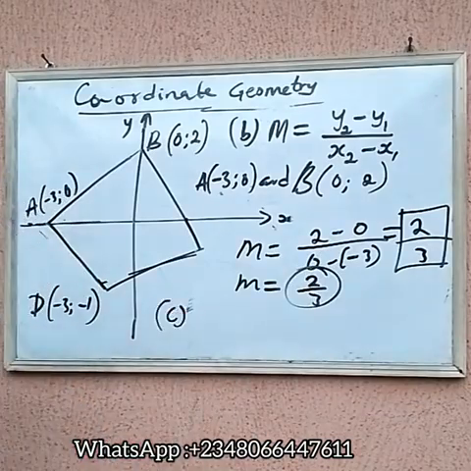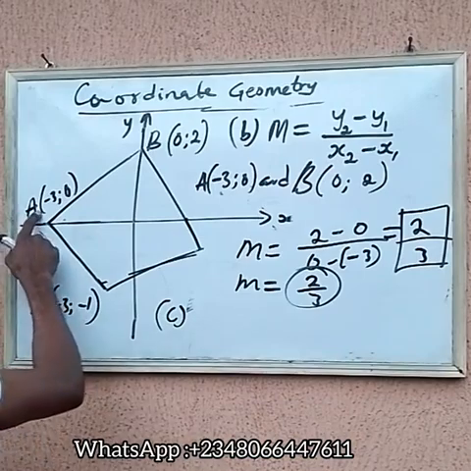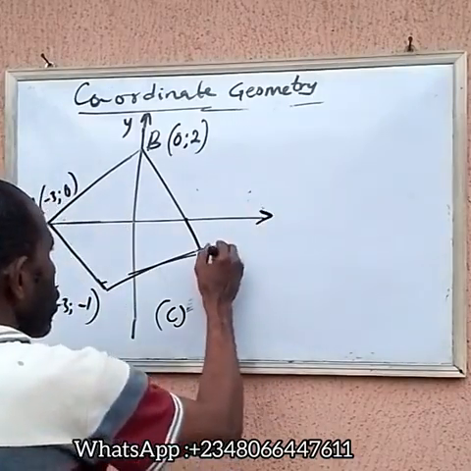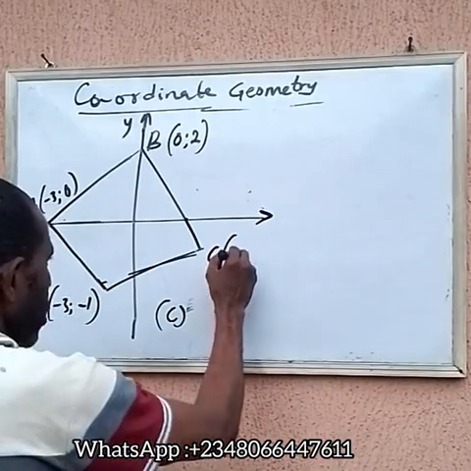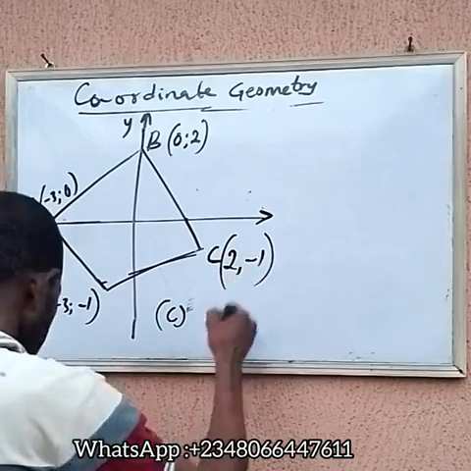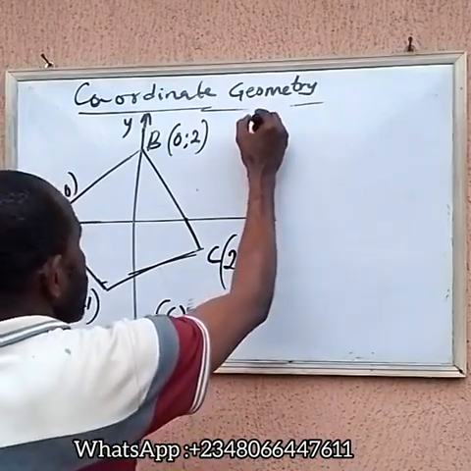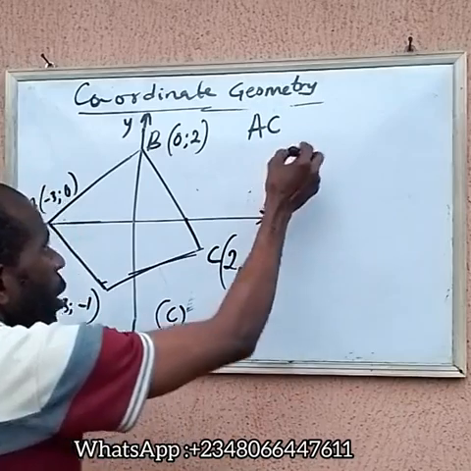C says we should calculate the length AC. Length AC is the distance between this point here and this point. Where is our point C? Here. C says 2 and negative 1. Then we want to look at AC, that is the distance, length AC.